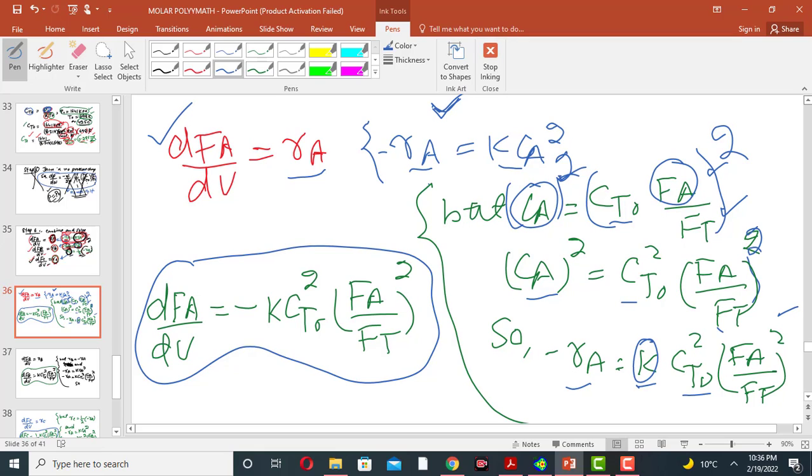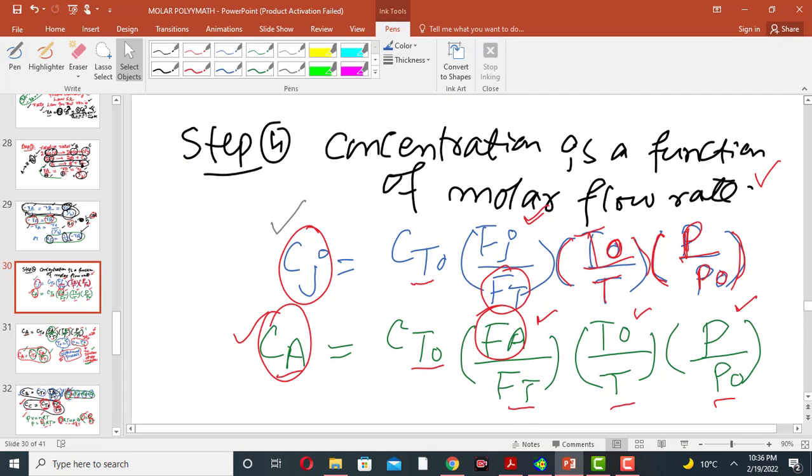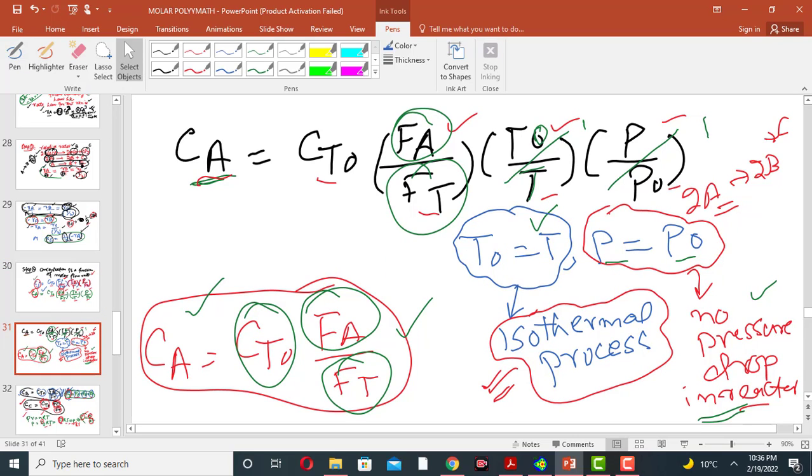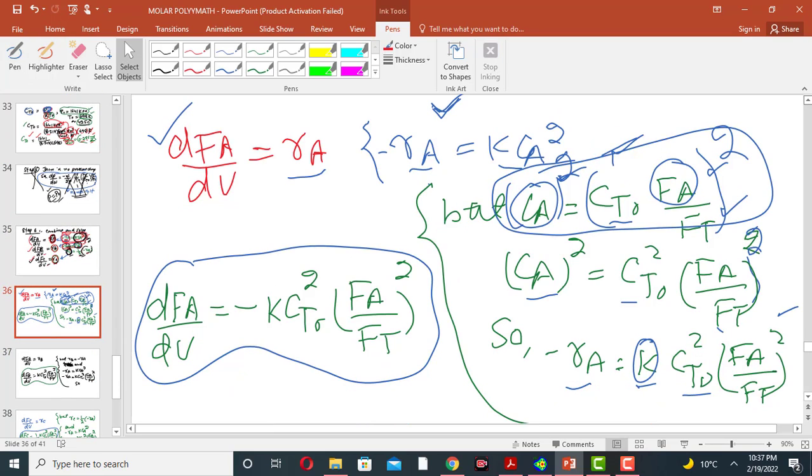So how can we obtain this? This was obtained in this step. We obtained a relation between these relations. From this relation, you can see these relations. This one for CA, this was CB, and this was our CC. So now CA squared becomes this one.